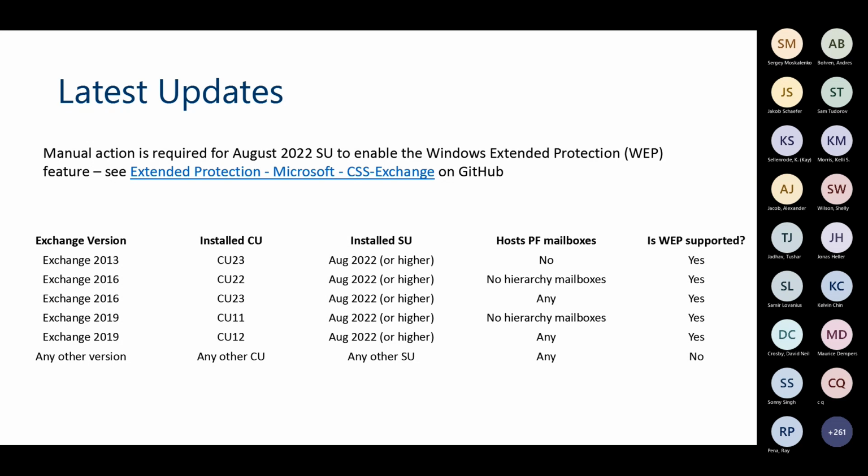Extended protection can't currently be enabled on any 2013 servers that host public folders in a coexistence environment, or on any servers running Exchange 2016 CU22 or older, or Exchange 2019 CU11 or older that also host a public folder hierarchy. And it also doesn't work with hybrid servers using modern hybrid config or in SSL offloading scenarios. And as always, check and test any third-party products in your lab before you enable extended protection inside a production environment.